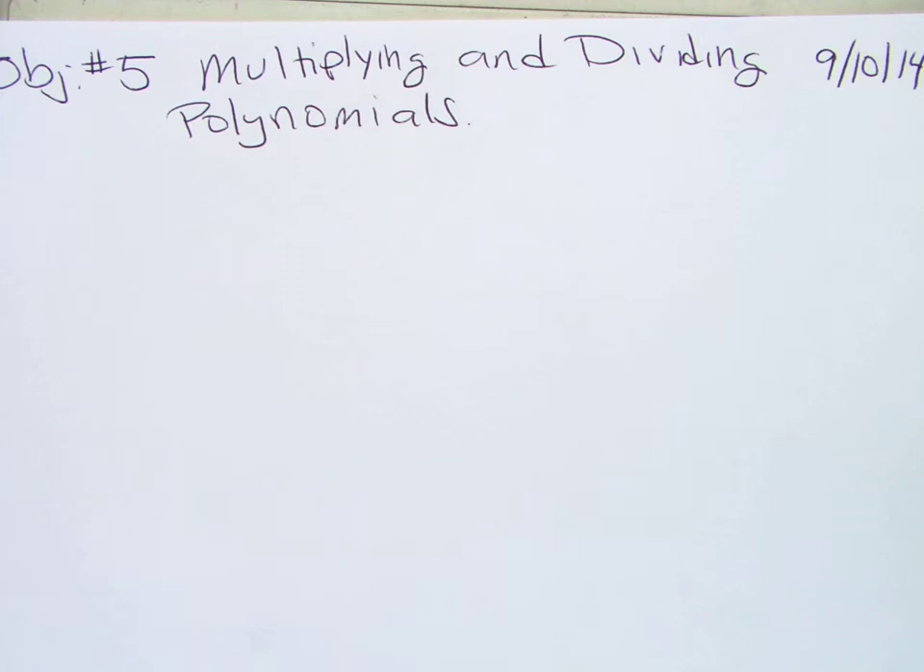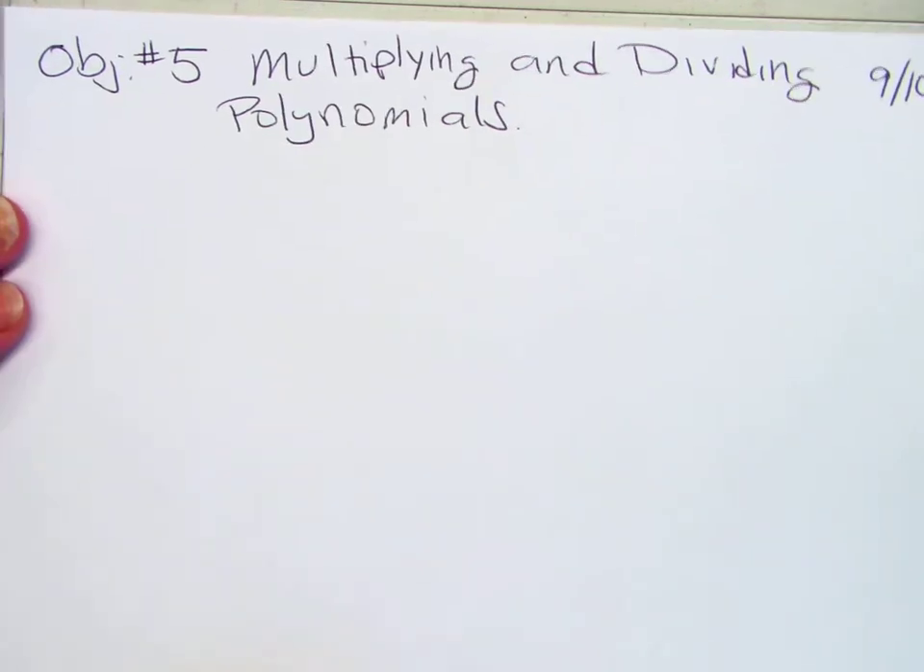Hi, this is Ms. Fazone, Bloomfield High School, and this is objective number 5 for Algebra 2, multiplying and dividing polynomials. Now, this is just a review of what we've been working on since the first day of school. Okay, so let's start with multiplication review.